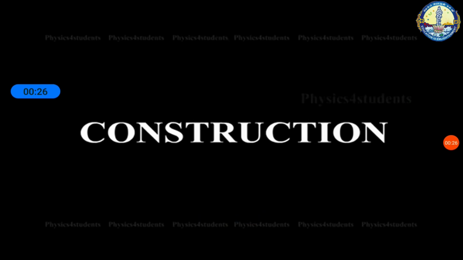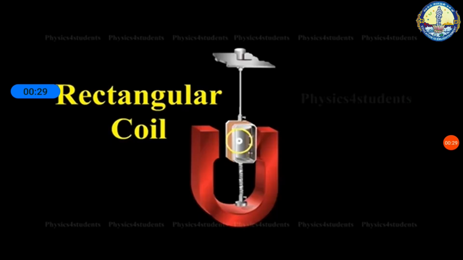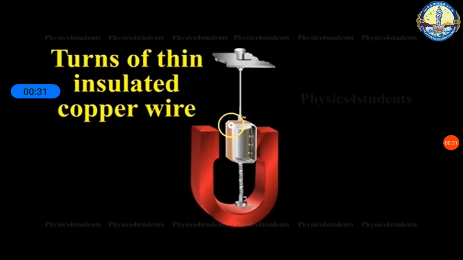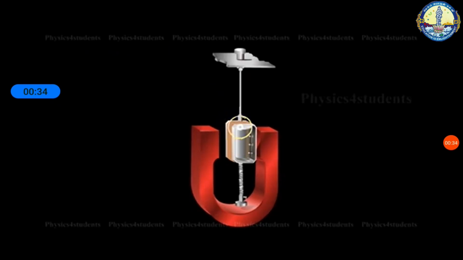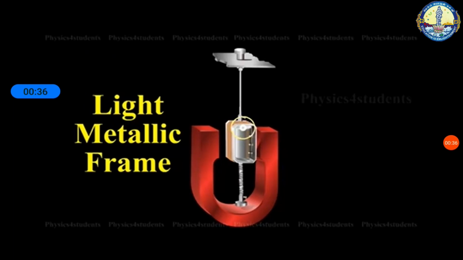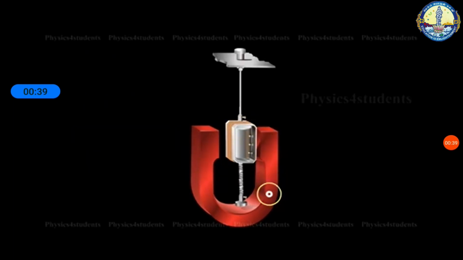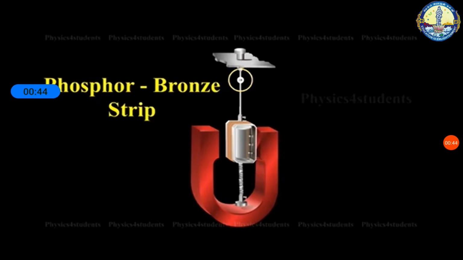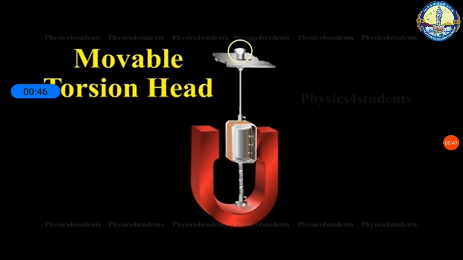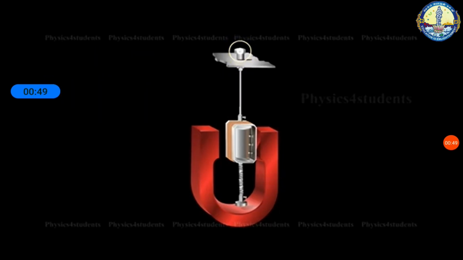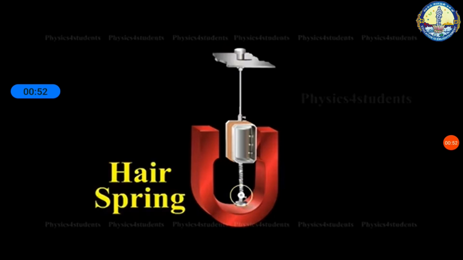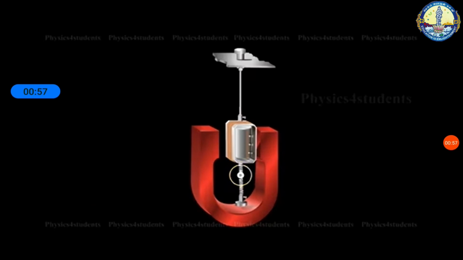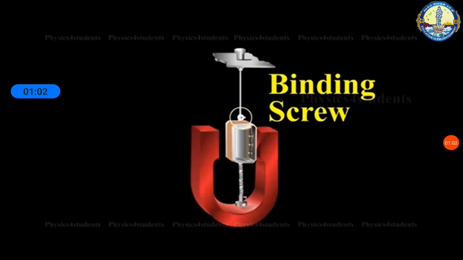Construction. It consists of a rectangular coil of a large number of turns of thin insulated copper wire wound over a light metallic frame. The coil is suspended between the pole pieces of a horseshoe magnet by a fine phosphor bronze strip from a movable torsion head. The lower end of the coil is connected to a hairspring of phosphor bronze having only a few turns. The other end of the spring is connected to a binding screw.